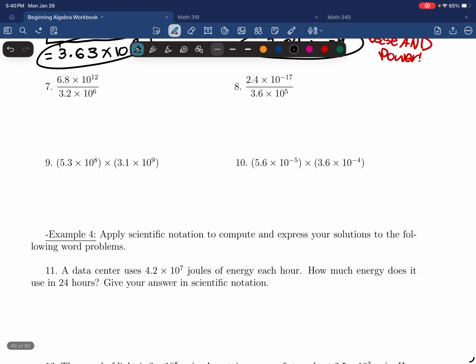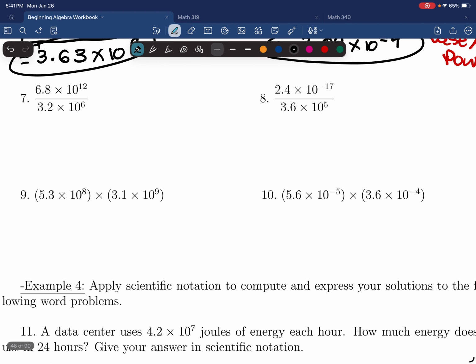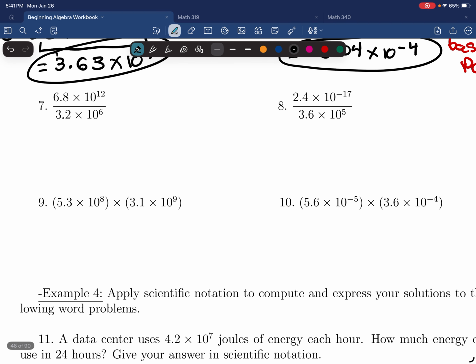Looking at example 7, we have 6.8 times 10 to the 12th power divided by 3.2 times 10 to the 6th power. So here, these examples are a little bit easier. All we have to do is use the exponent rules we've seen before. So we're going to divide our numbers. So we have 6.8 divided by 3.2, which is 2.125. And then here, we're going to carry along that times 10.